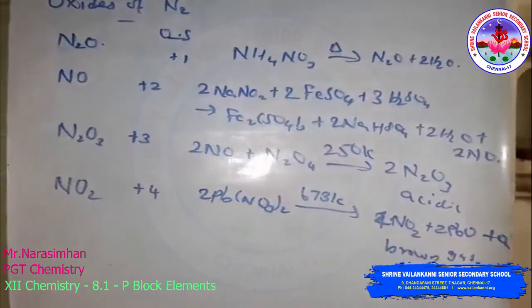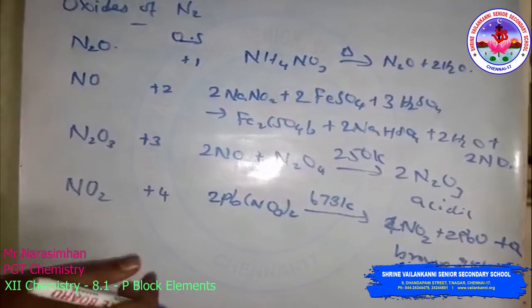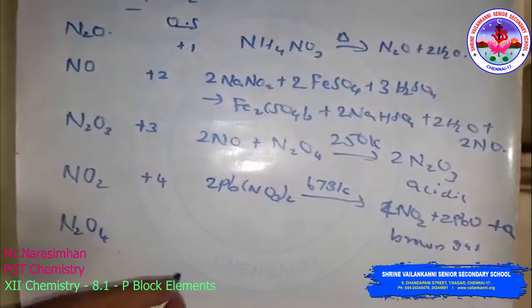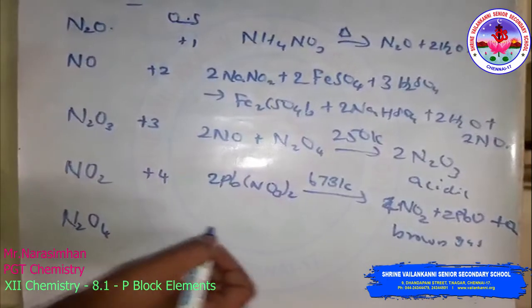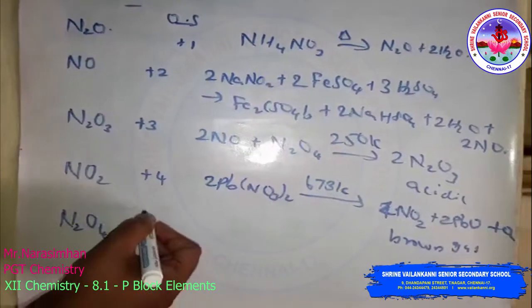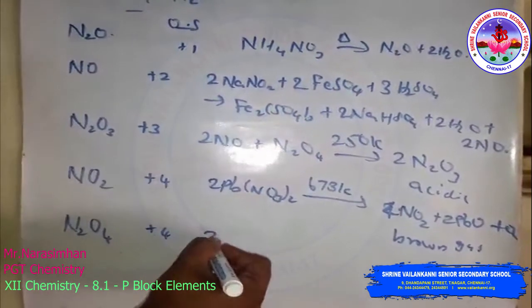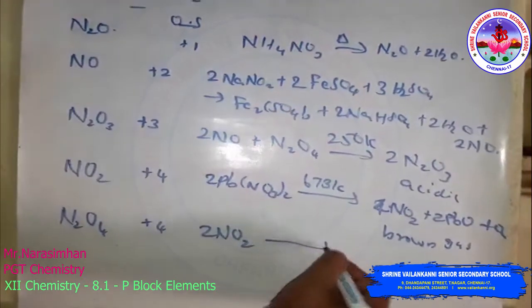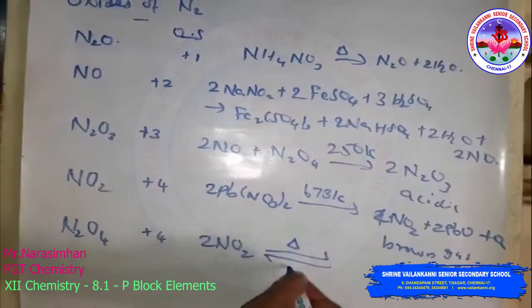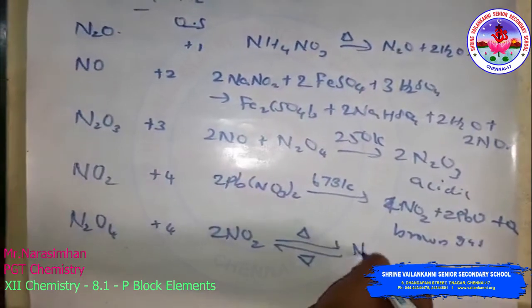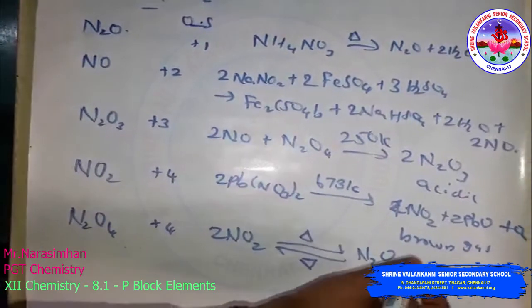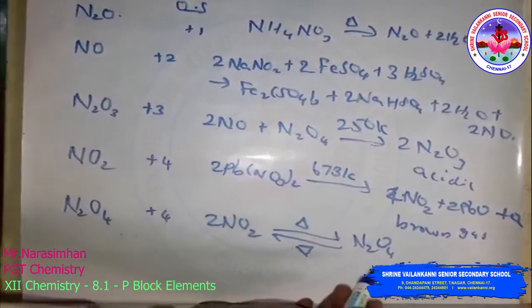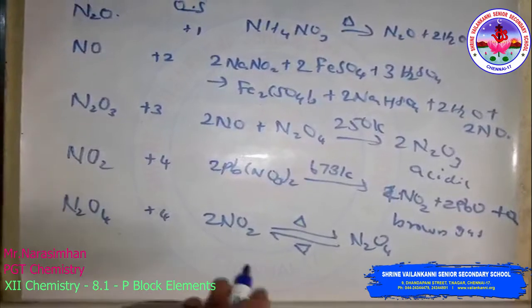Then dinitrogen tetroxide, N2O4. The oxidation state here is also +4, and the preparation reaction is 2 moles of nitrogen dioxide on cooling, with the reverse reaction on heating. On cooling you will get N2O4, a colorless solid or liquid, both possibilities are there. It is acidic in nature.